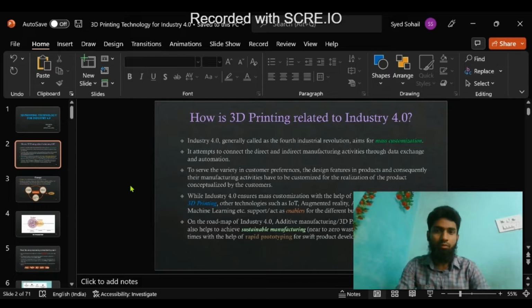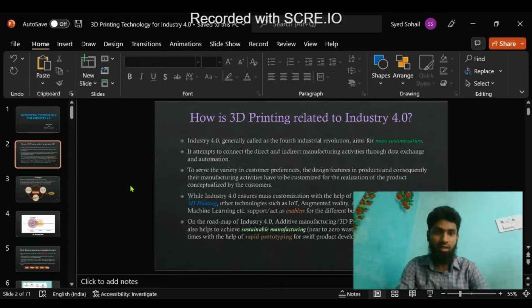This is another goal that we have kept, a global goal, we can call it, that we want to aim for sustainable manufacturing, near to zero wastage. We want to have less impact on the environment, so that the future generations can also enjoy similar resources that we do. So efficient material utilization, resource utilization, and less impact on the environment is what is sustainable manufacturing, while reducing lead times also with the help of rapid prototyping for swift product development cycles.